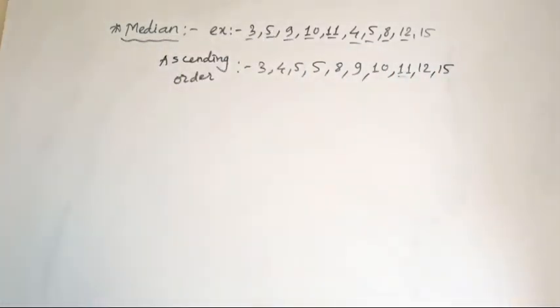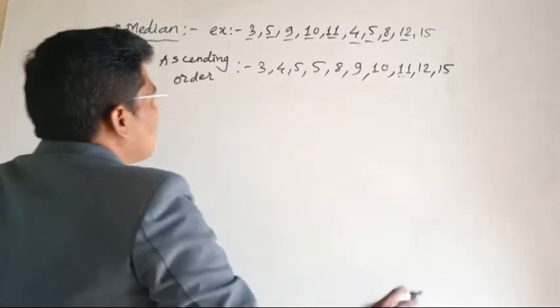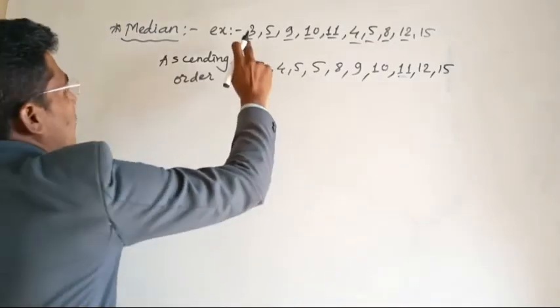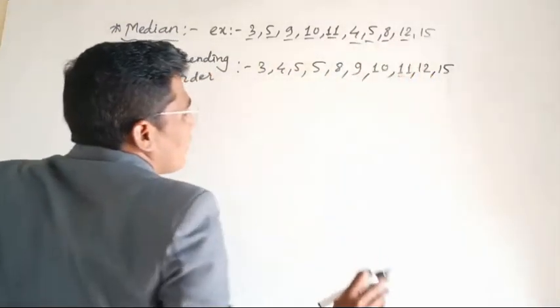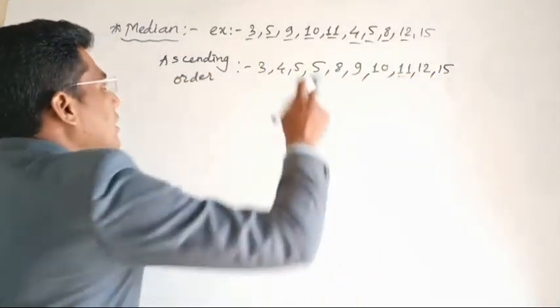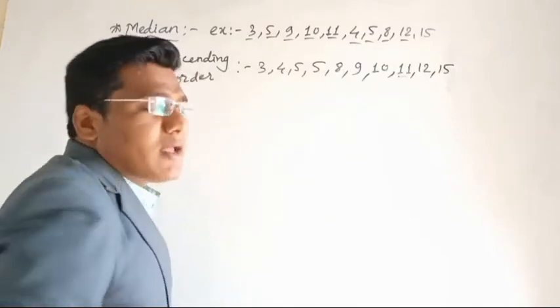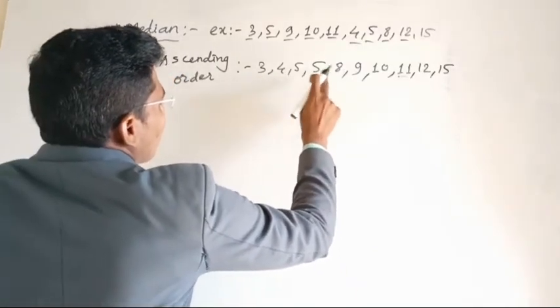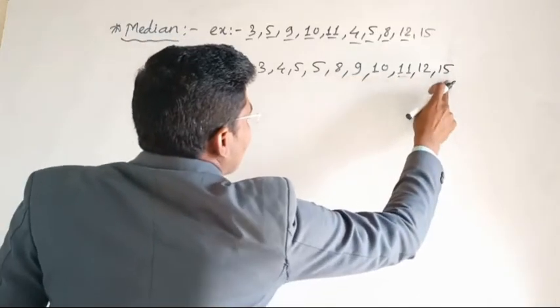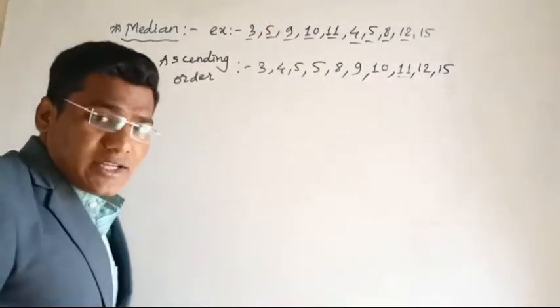So count the number of observations. The number of observations given in the example is 1, 2, 3, 4, 5, 6, 7, 8, 9, 10. The number of observations in the given example is 10. Here also we count after ascending order: 1, 2, 3, 4, 5, 6, 7, 8, 9, 10.